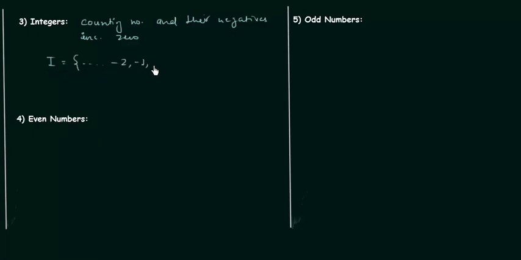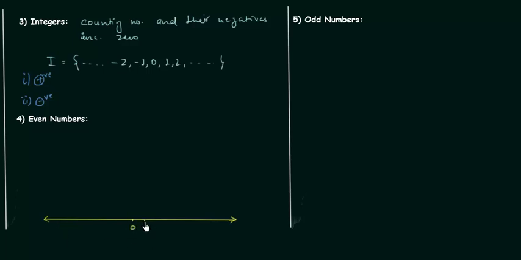-2, -1, 0, 1, 2 and so on. So this is the set of integers, and we have two different types of integers. First one is positive integer and second one is the negative integer. And let's make a number line for this purpose, to understand what we have learned till now.